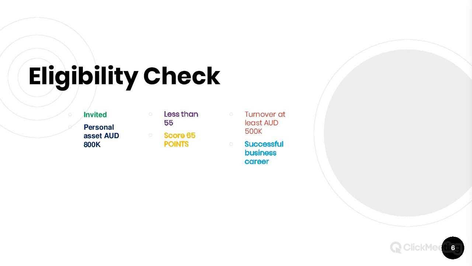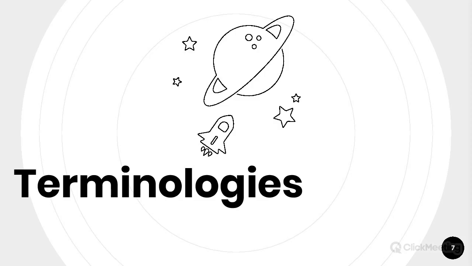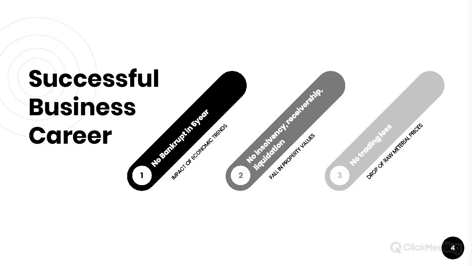Then they have to have personal assets of Australian dollar 800,000. And they have to have a successful business career. Okay, successful business career. We have a specific definition of this, so we're going to talk about this in more detail. I'll give you a quick outline of terminologies. The first one, of course, we want to discuss is what is meant by successful business career.